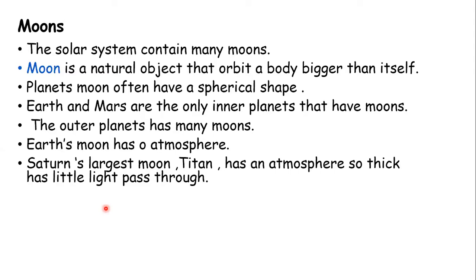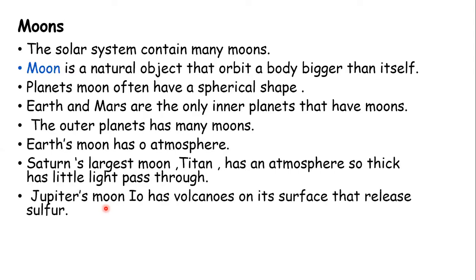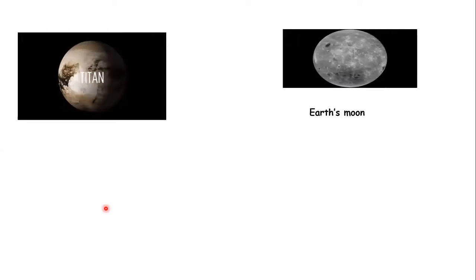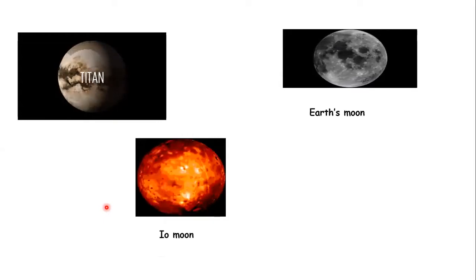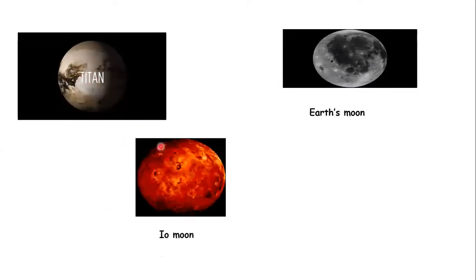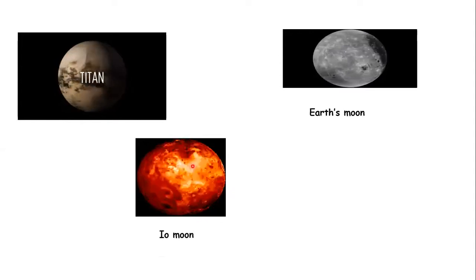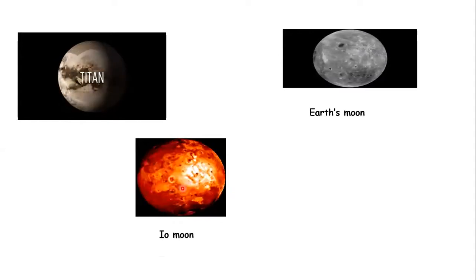Now I show you the picture. Jupiter's moon Io has volcanoes on its surface that release sulfur. Sulfur gives Io a colorful appearance. This is Earth's moon, Titan, Saturn's moon, and Io, Jupiter's moon. Io has a volcano surface.